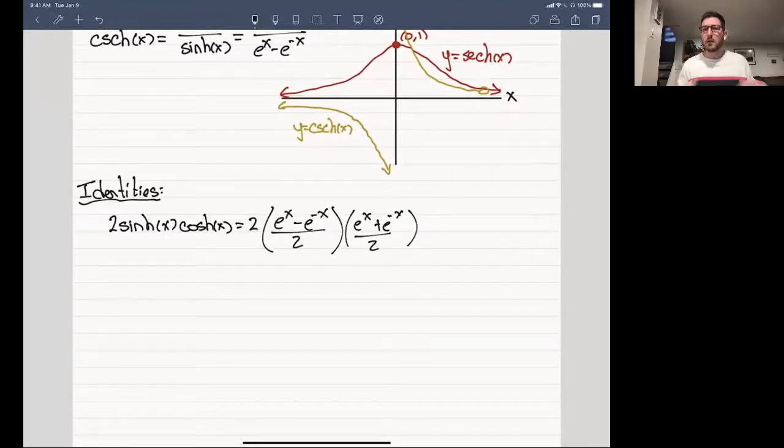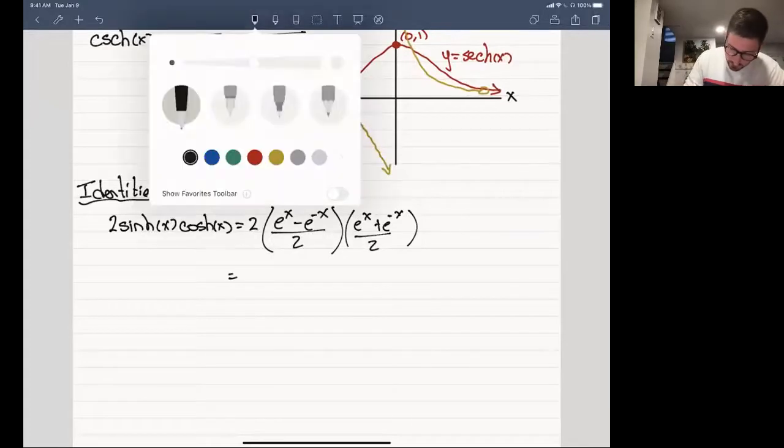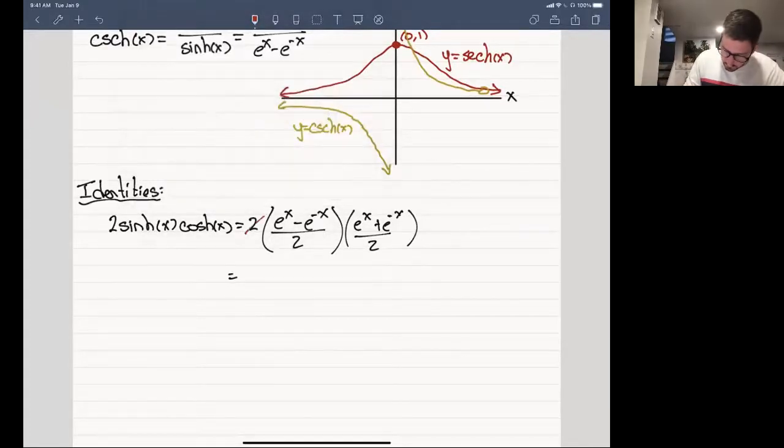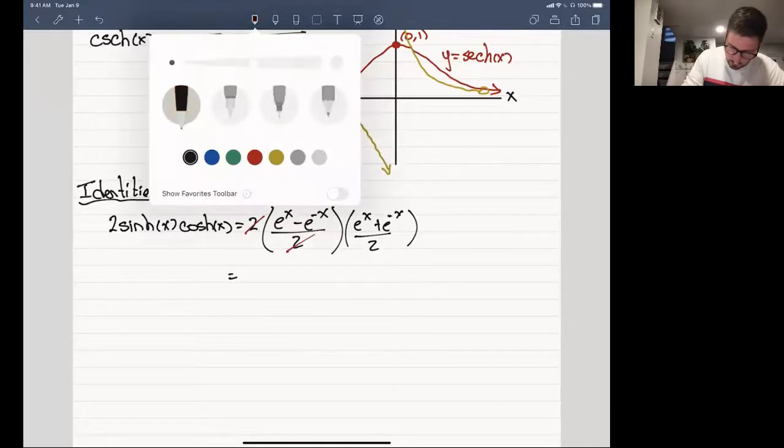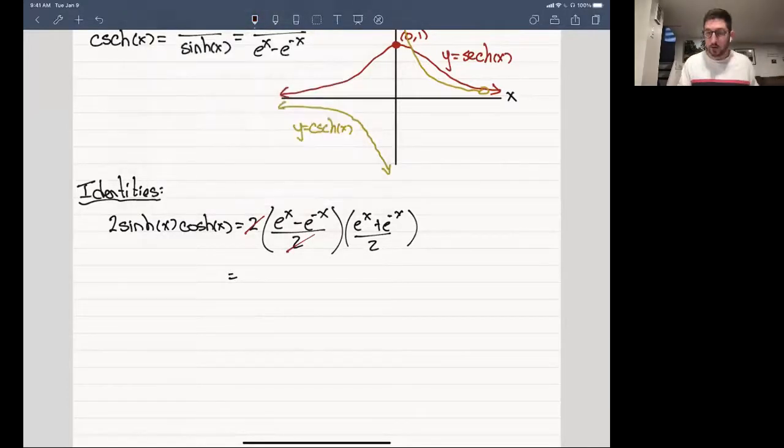So similar to how maybe if you were in high school, you learned sine and cosine as rise over run, and you can use these in the Pythagorean rule to get different identities for the regular trigonometric functions, you can just use the definition of these hyperbolic trigonometric functions in order to derive identities. So clearly, right off the bat, one of these twos is going to be canceled.